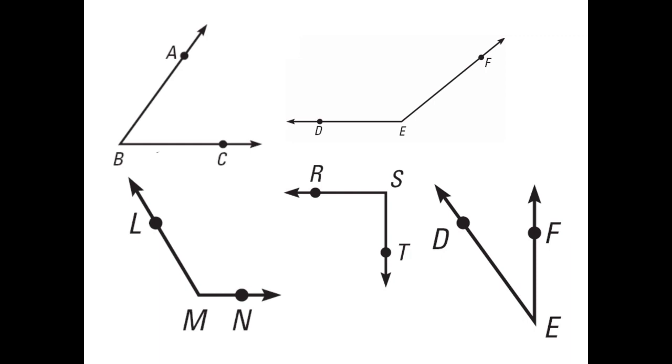Okay, so we have here different figures, as you can see. If we're going to identify further, this is not an L shape, but the lower part of this is an acute angle. Angle BAC is an acute angle. Angle DEF rather is an obtuse angle. Angle LMN is also an obtuse angle. Angle RST is a right angle. Angle DEF is an acute angle.